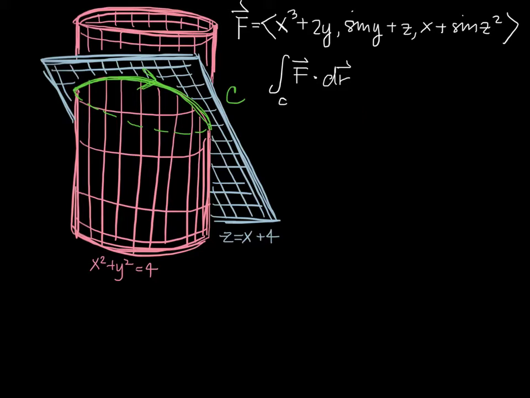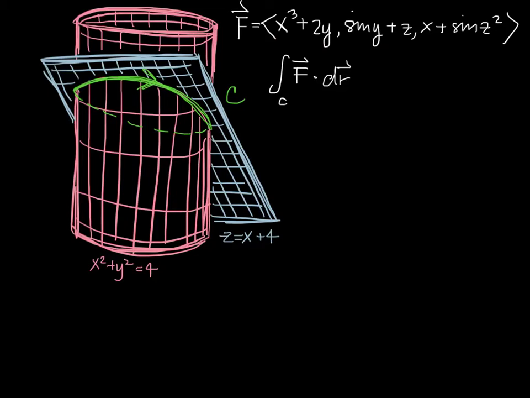dotted with dr. Now, right off the bat, you're probably thinking, if I was to compute this from the definition, well, this is some sort of circular path, so that would involve sine and cosine in x, y, and z, because z is also going up and down. Z is being controlled by x plus 4, and x is going to be cosine t, or 2 cosine t in this case. And oh my goodness, when I compose F with this parameterization and I dot it with r prime, that's going to be a crazy integral for me to have to evaluate.